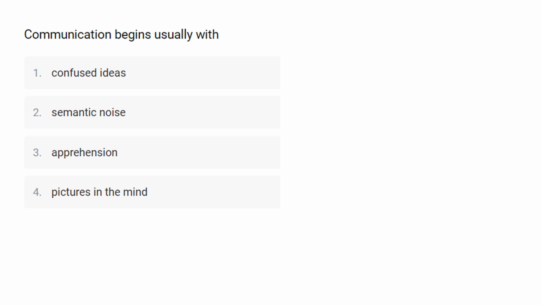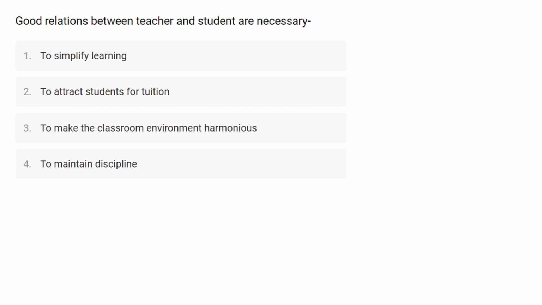So the answer here is option number 4, that is picture in mind. A good relation between teacher and student is necessary. In this question, they ask you about the relationship between the teacher and the student. Why is it necessary to have a good relationship with the students?